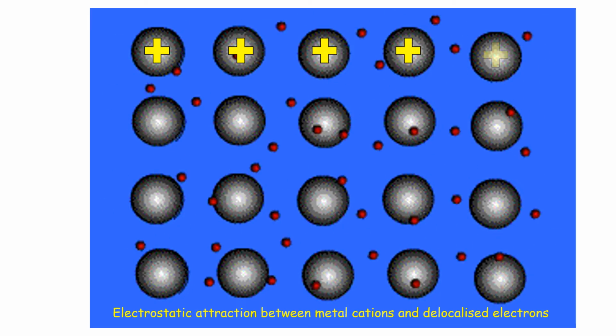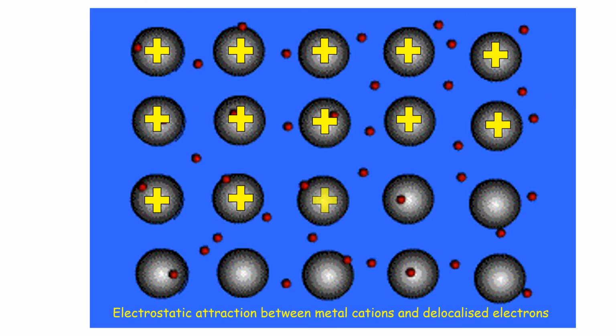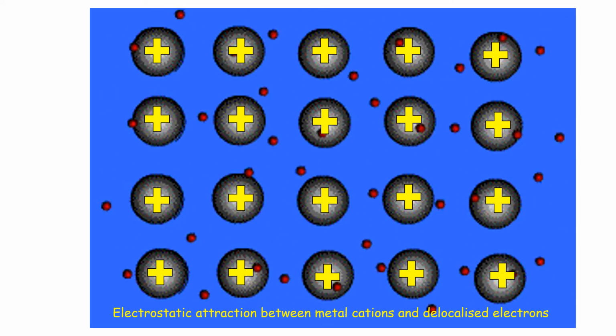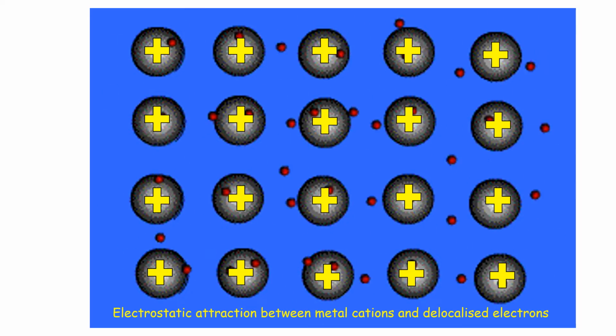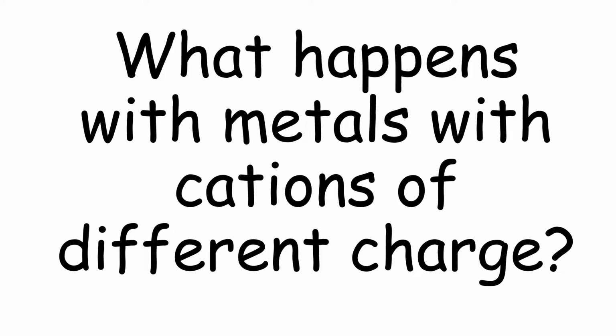So we put a positive charge on each of those cations. This would obviously represent a group 1 metal. Obviously group 1 metals will produce a 1 plus cation, losing one outer shell electron. If you went to group 2, it would be 2 plus, group 3 would be 3 plus. So let's have a look at the consequence of these different charges as you go from one group to the next.